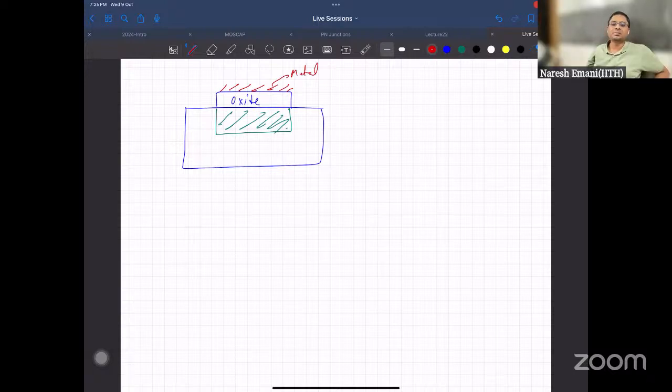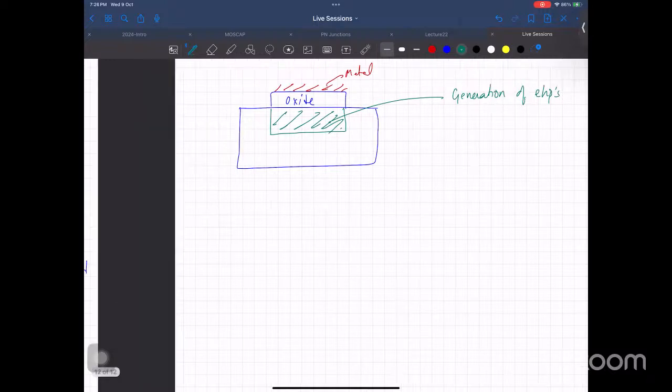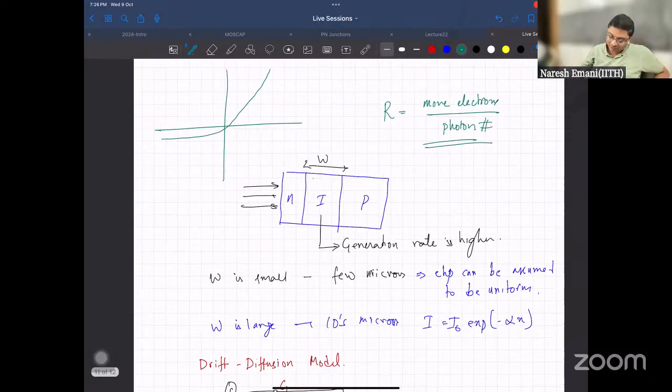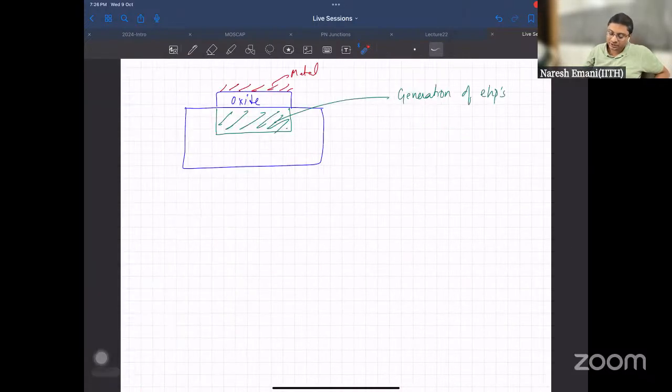It tries to come back to equilibrium. How does it come back to equilibrium? You have generation of electron hole pairs. In PN junctions, for example, wherever we are injecting carriers by diffusion, let's say holes here and electrons here, there are excess minority carriers, and whenever you have excess minority carriers, they recombine. Whenever you have depletion of all charges here, you have generation of electron hole pairs.